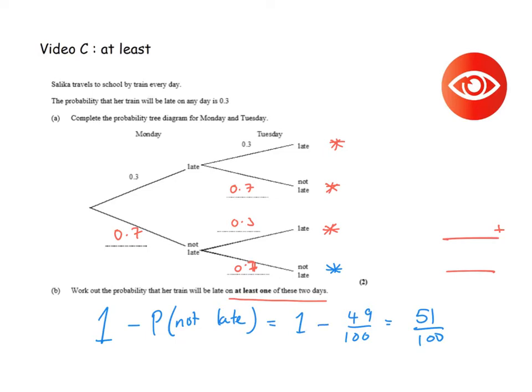So the probability of her being late at least once or more is just 51 over 100. If I did it the other way, which is fine, you won't lose marks either way, you're going to end up with 9 over 100, 21 over 100, 21 over 100 again. So when you add that together, you're going to end up with 51 over 100. So you can see both methods. The blue method at the bottom is the shorter way of answering these questions.